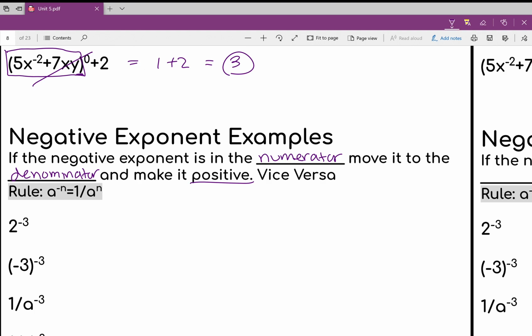Vice versa means we can change these two words here, numerator and denominator, and it will still be the same thing. So if we do the vice versa of this, it says if the negative exponent is in the denominator, move it to the numerator and make it positive. So same thing, wherever our negative exponent is, we have to move it to the opposite side and make it positive. And this is shown by this rule. A to the negative n is equal to 1 over a to the n. This is on our star chart.